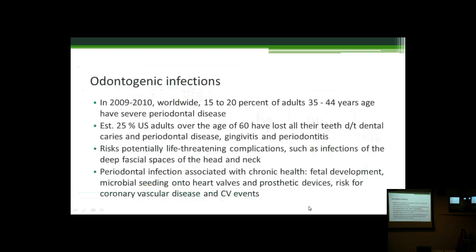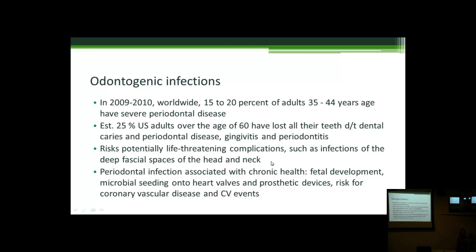Now, odontogenic infections are very common. 15 to 20% of mid to young adult populations are usually affected by periodontal disease in a severe way. And 25% of adults at some point would have had some form of dental problems, especially severe periodontal disease, gingivitis, and periodontal caries as well. The concern is greater if they're over 60 years of age, as that would be a higher rate.